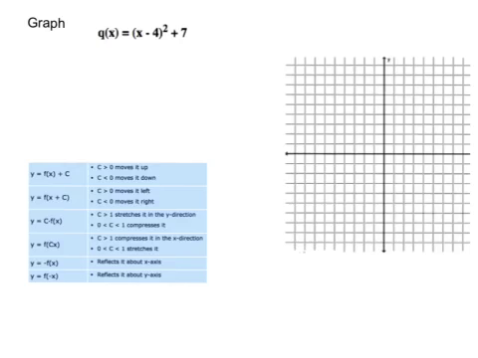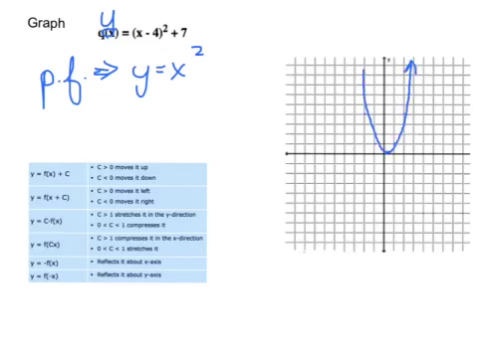Our next graph is to graph the function q of x, which is really just another word for y, equals x minus 4 squared plus 7. And so our parent function, which I always like to start with, is going to be y equals x squared. And so I know off the top of my head that my graph is going to be some variation of this blue graph. But let's figure out how it's going to vary.